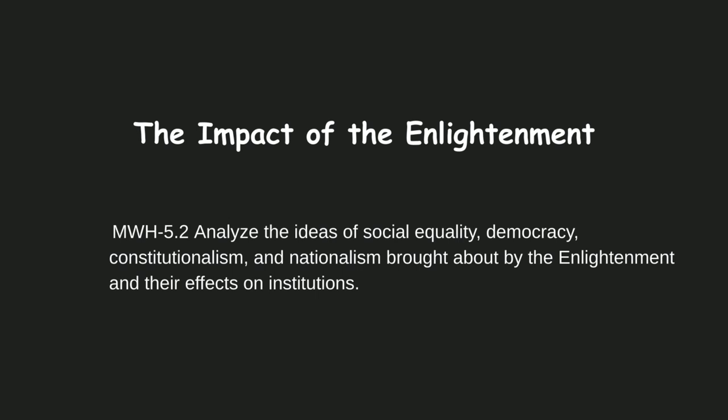So when we're looking at this next lesson, we're looking at actually standard or indicator 5.2, which is about analyzing the ideas of social equality, democracy, constitutionalism, and nationalism brought about by the Enlightenment and their effects on institutions. So now we're going to look at how the Enlightenment is going to influence the rulers of Europe, and we're going to delve into that quite a bit in this next lesson.